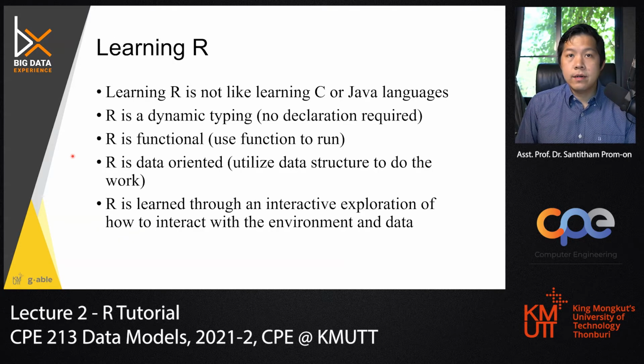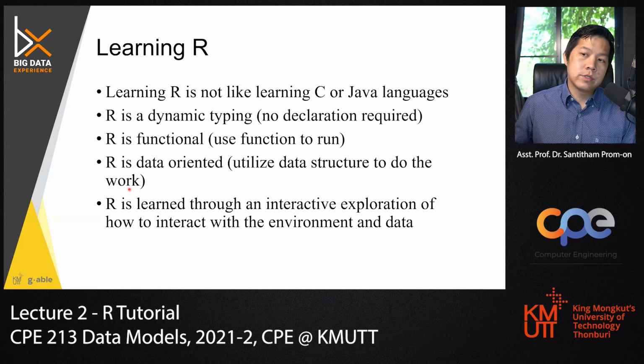So when you learn R or Python, it's not like learning C and Java. R is dynamically typed, so you don't have to declare variables. It is functional. It uses lots of functions to run code, and it is data oriented. So when you use R, you usually use it for doing data analytics. You wouldn't use R to do animation or to write software like that. It is more data oriented than, say, Python. Python you can use to control hardware, to write games, and to do lots of other things. It has the libraries and capability to do those. But R is data oriented. Use it for building a model, doing an experiment, and you learn it through interactive explorations.